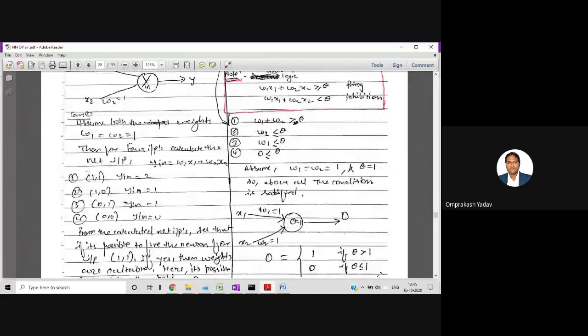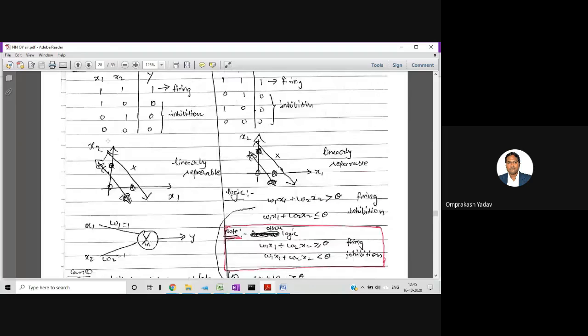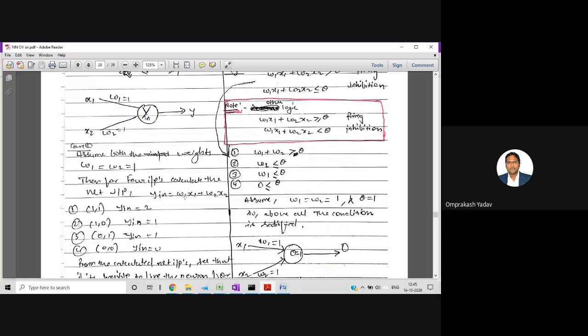So let's take the first pattern, that is 1 1. For 1 1 we will solve like this. Y in is equal to, so we will substitute over here. We have assumed w1 and w2 equal to 1, and x1 is also 1, because the first pattern is 1 1, so both x1 and x2 are 1. That means 1 into 1 plus 1 into 1, so y in will be 1 plus 1, 2. So the total y in is 2 for the 1 1 pattern. Is there any doubt? We simply substitute these values inside this formula and calculate the y.